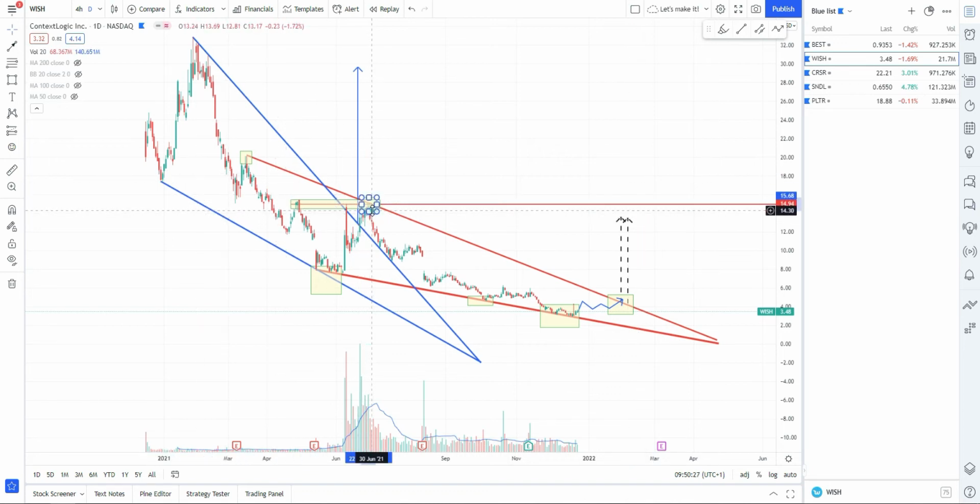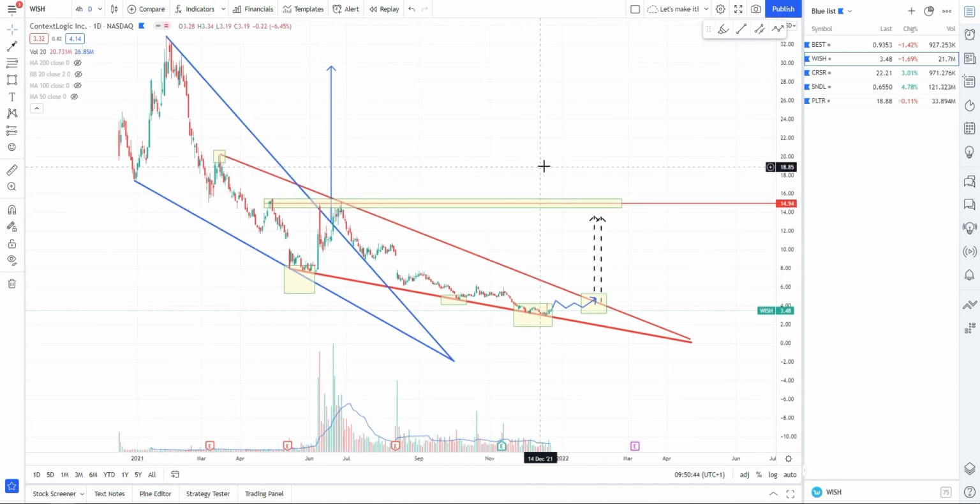$14 is not a casual number. $14 is where this area of resistance stands. So this point here, this point here, this point here represent a strong area of resistance, and I'm pretty sure that the price in the medium term might be heading to that point.